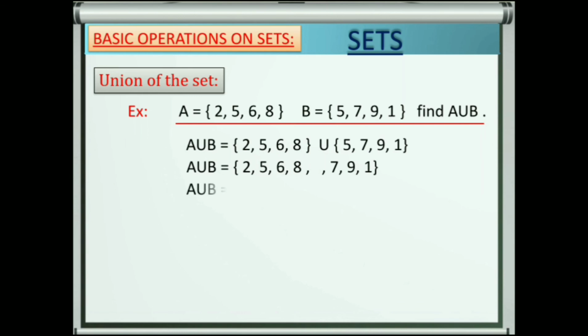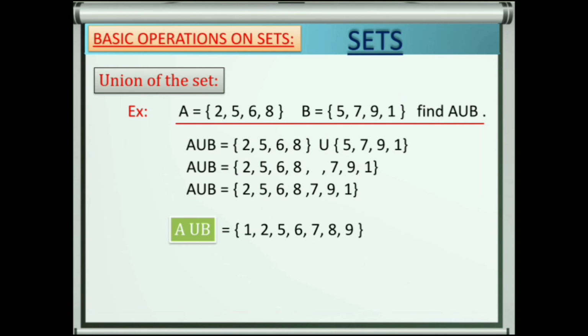So like this, A union B is equal to {2, 5, 6, 8, 7, 9, 1}. We can write these elements in ascending order also. Like this we can write. These two are the same. So in this way we have to find A union B.